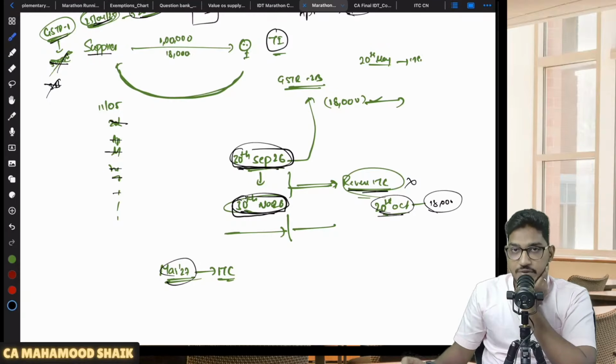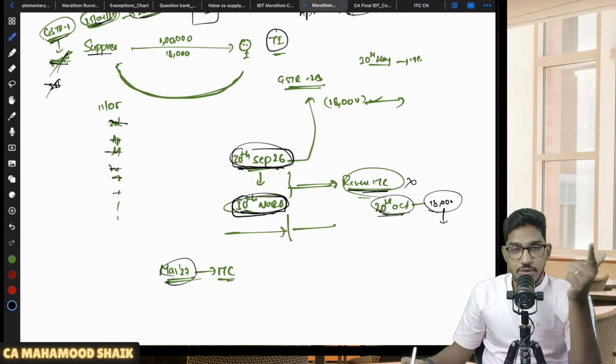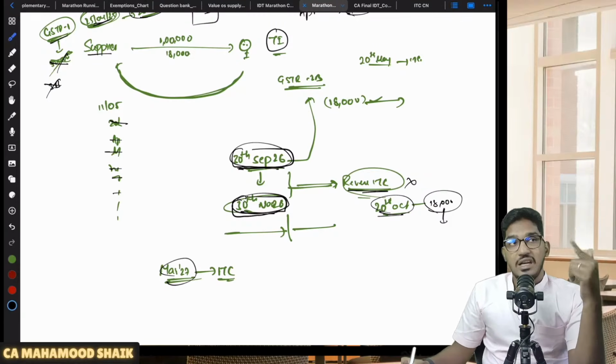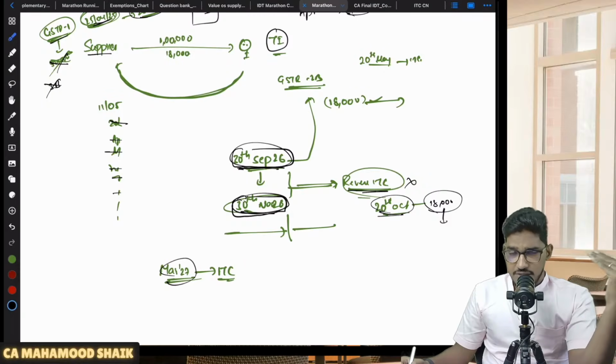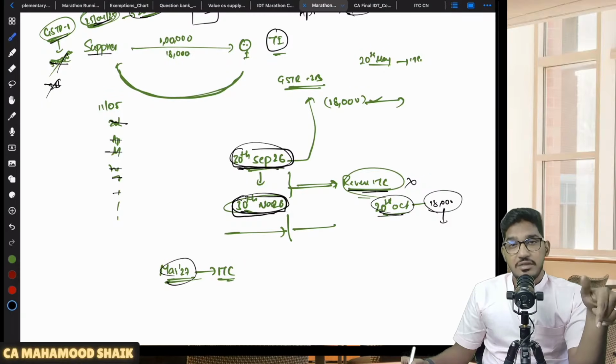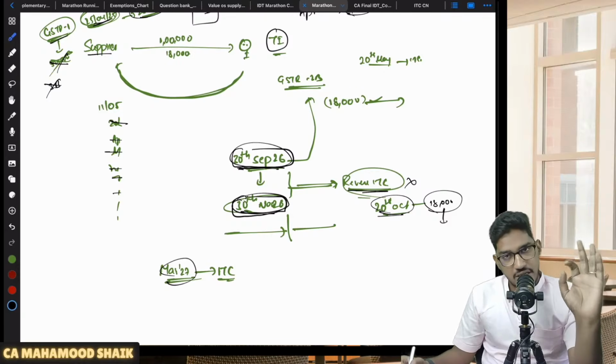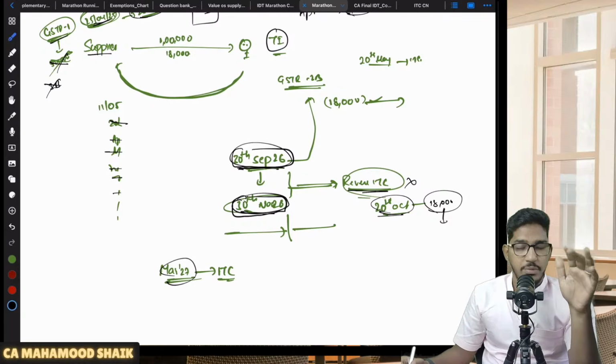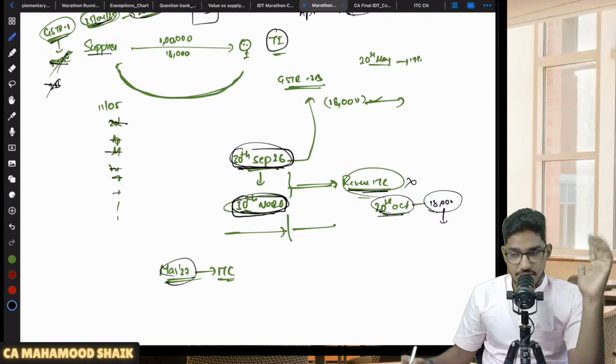Yes, then you can re-avail your reversed input tax credit. You reversed it because your supplier did not file GSTR 3B. Later, if the supplier comes forward and files his GSTR 3B, can I re-avail that reversed ITC? Yes, you can. There is no time limit for that. You can do the re-availment of reversed ITC.